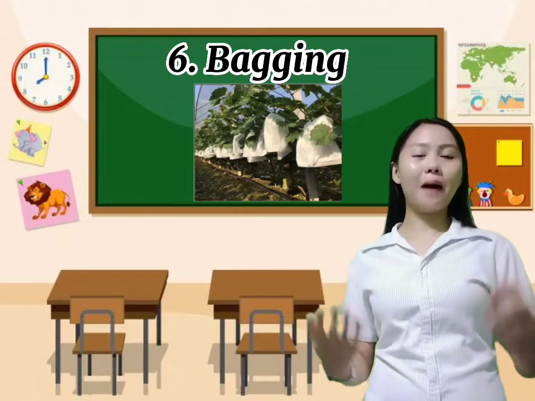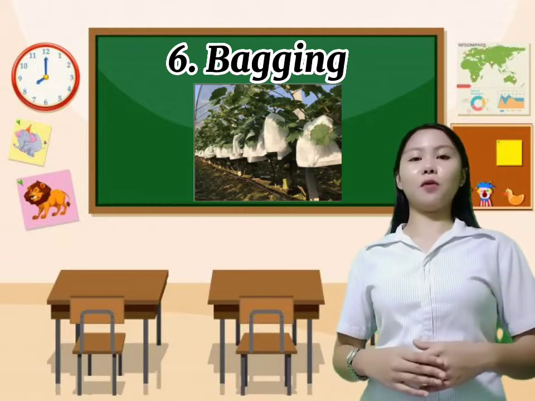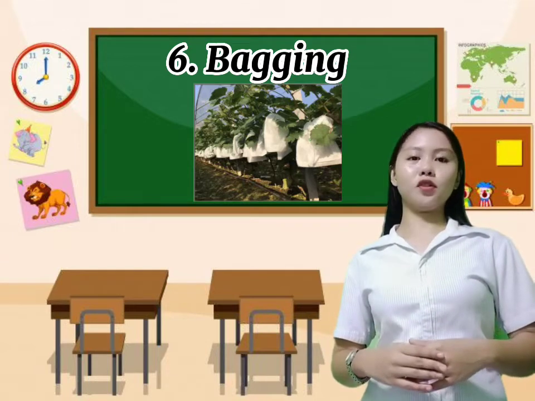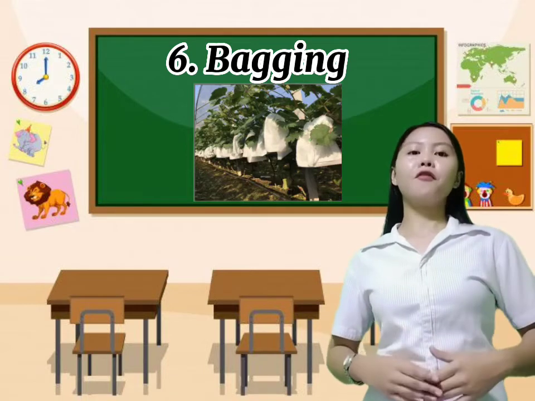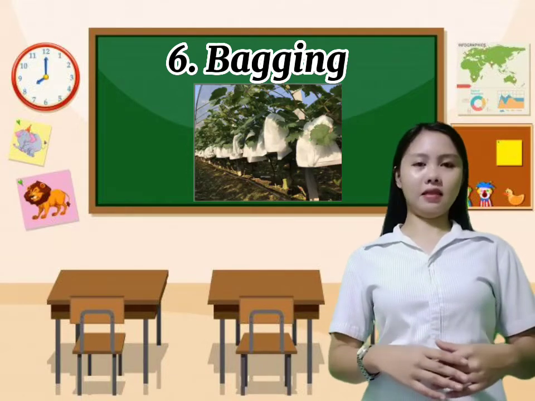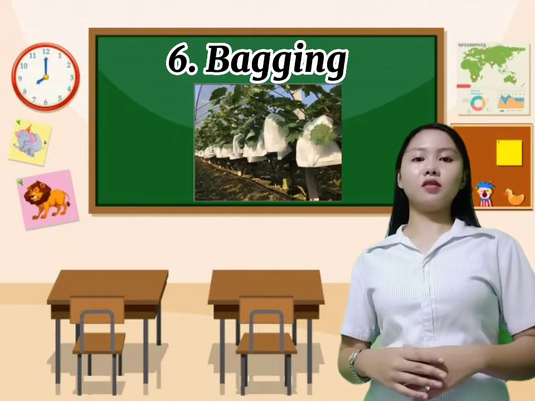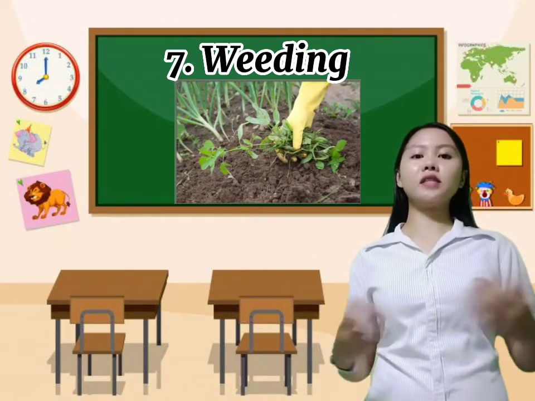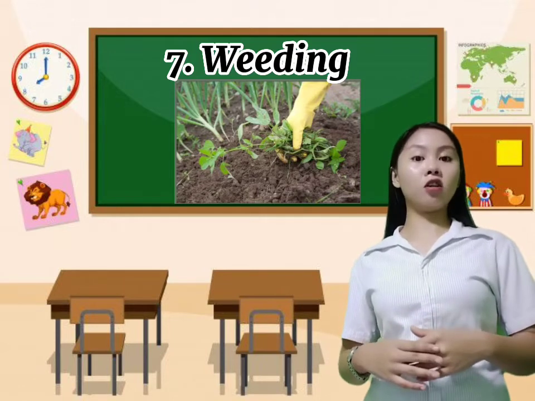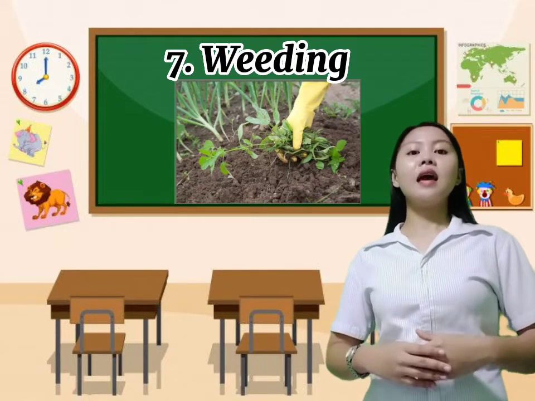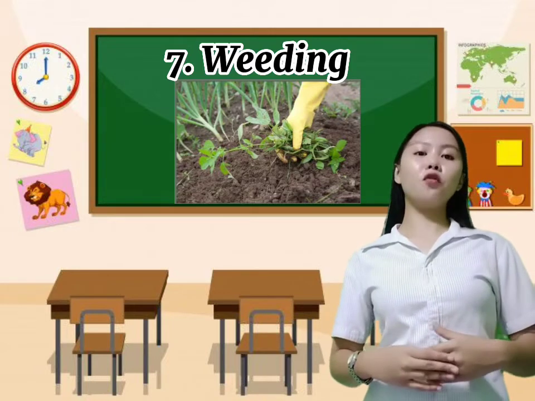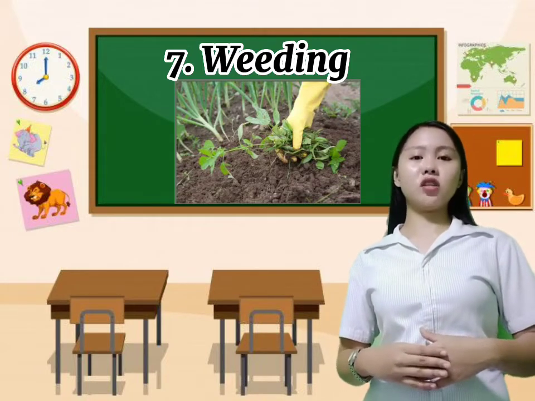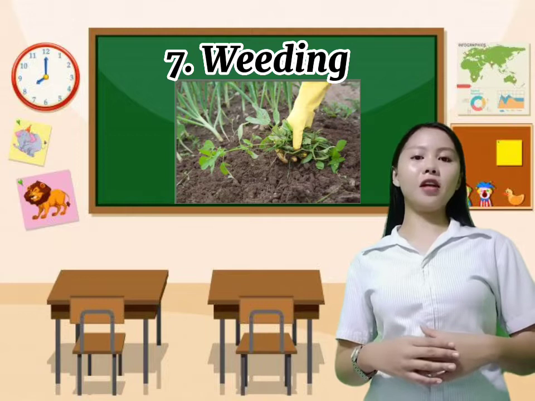When we say bagging, it is the practice of putting bags over fruit to protect them from pests and disease. Next is the weeding. Weeding is one of the important practices for many crops. Weeding can be defined as the removal of weeds, such as unwanted plants, from the field.